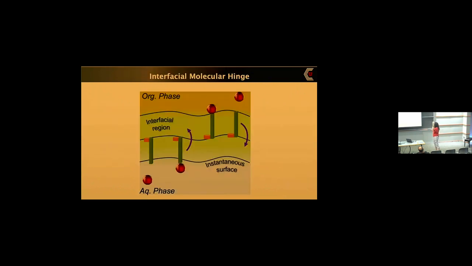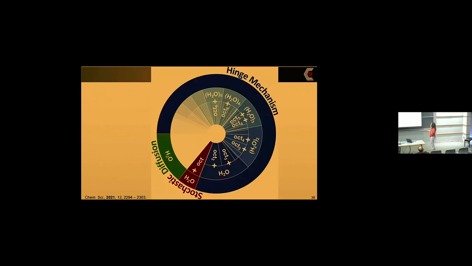Here's a better cartoon image: our octanols facing the aqueous phase. We have a binding event, they flip, and then they release. We call this a molecular hinge mechanism for the transport process that involves these secondary structural features away from the instantaneous surface.